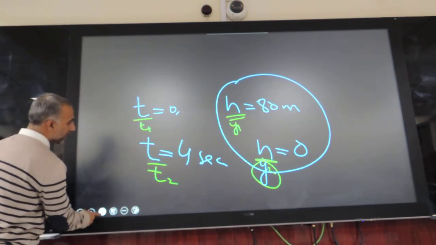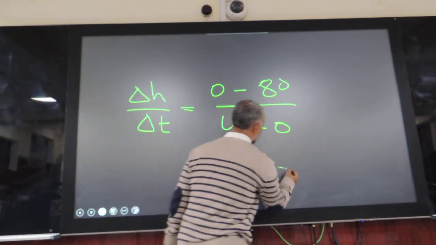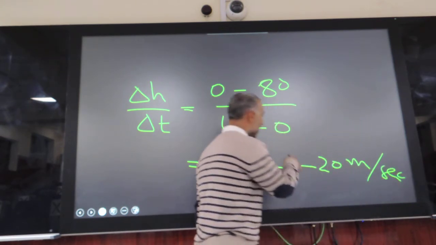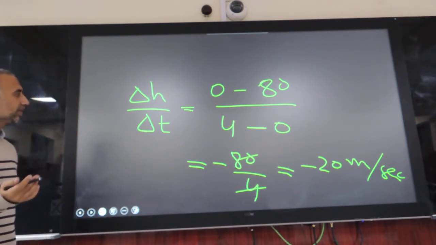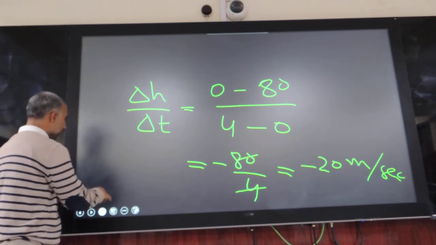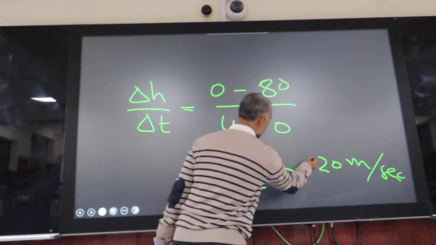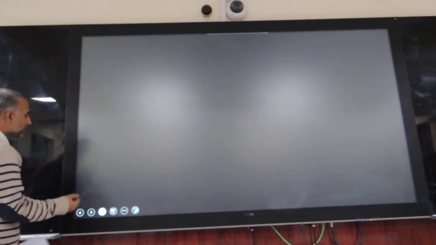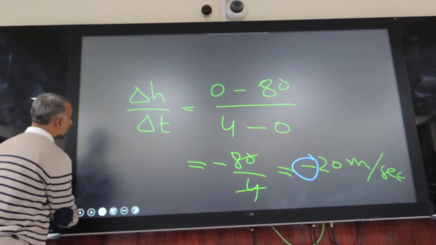So this is the average speed at this moment. It is minus 20 meters per second. The minus sign represents that the height is decreasing, so there is a negative sign. Height is decreasing, so negative sign. So it's a speed. Let's check how we can determine the instantaneous speed.